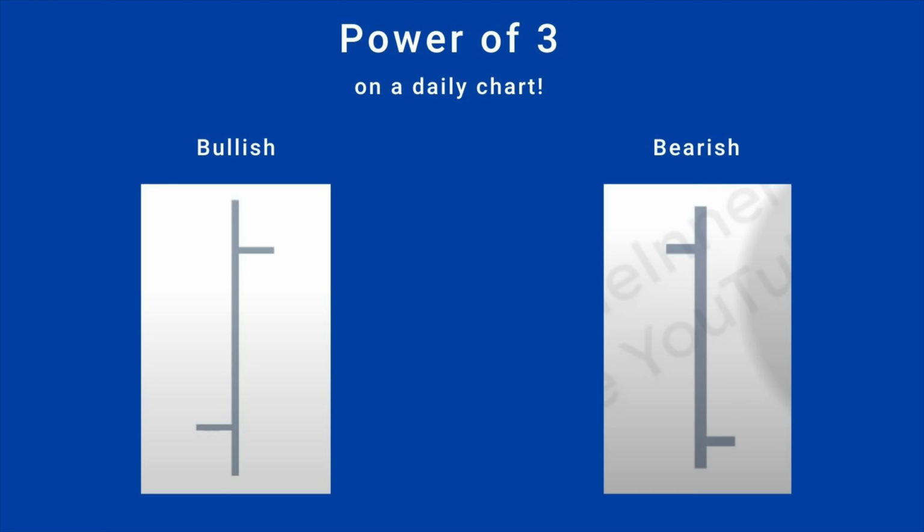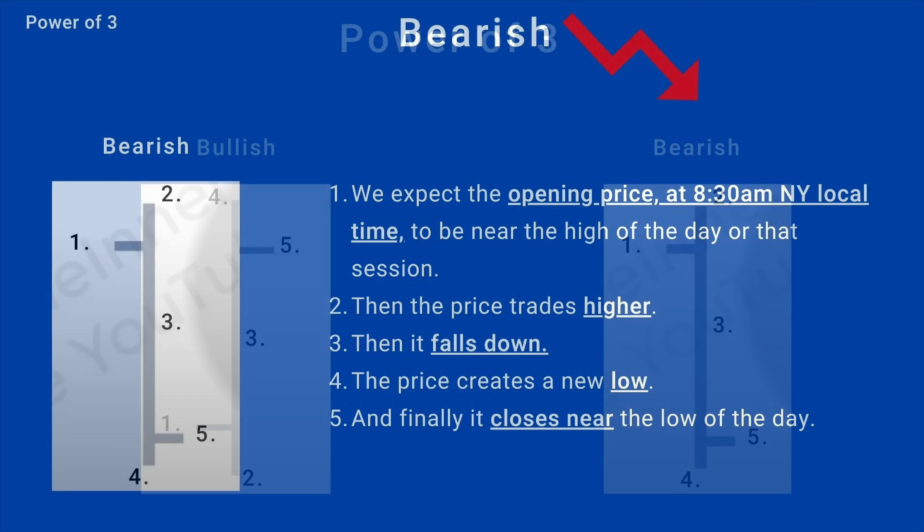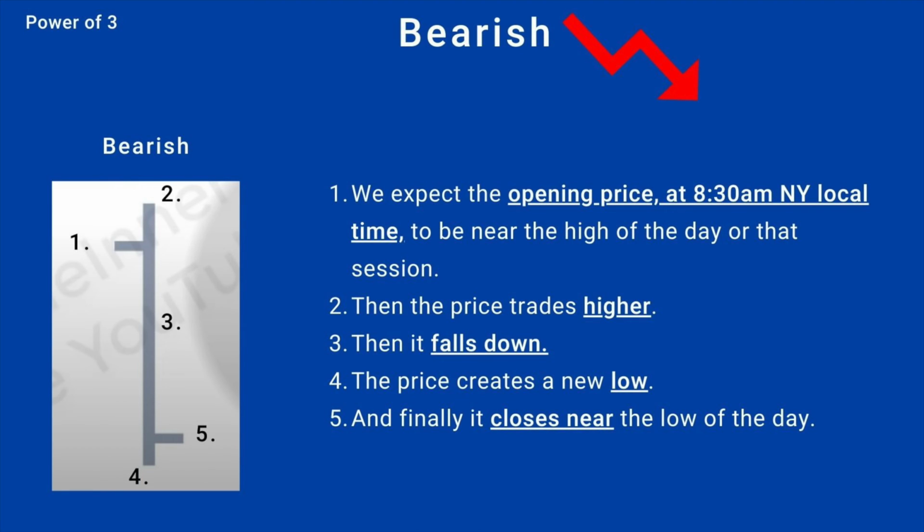The bullish one, when we go through time, starts on the left side with the number 1 being in a lower position, while the bearish one has point 1, so the first step, in a higher position in the candle. And let's go through the bearish one. In point 1, we will expect the opening price at 8:30 New York local time to be near the high of that day or of that session.